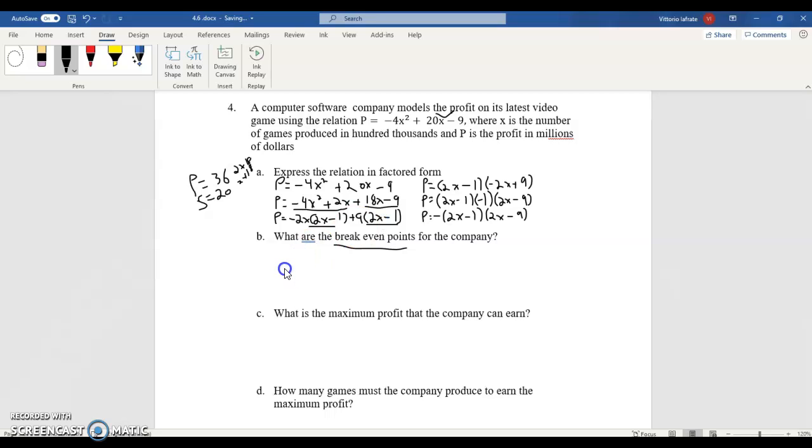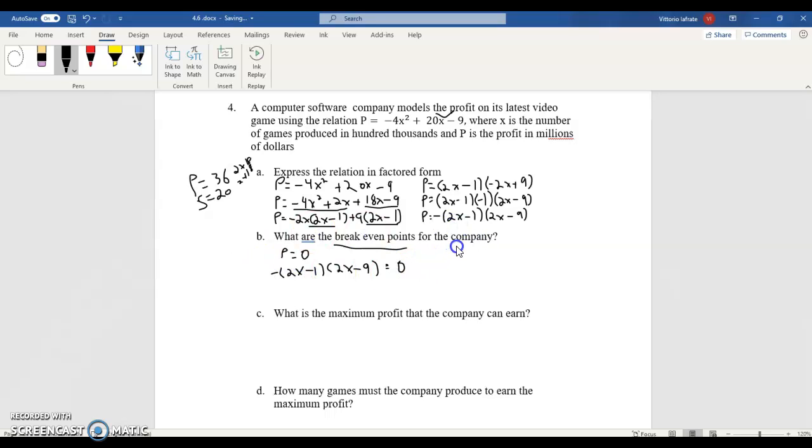So we're basically asking you, when is P equal to 0? When are the profits equal to 0? And so we can write that as an expression. We can write negative 1 times 2x minus 1 times 2x minus 9 is equal to 0. And so we want to find x values that will make either one of these brackets equal to 0. We're finding what our zeros are. So you can do that with each bracket.